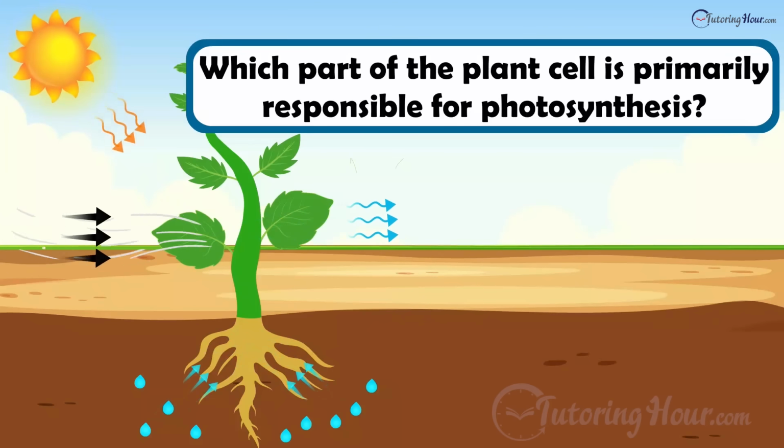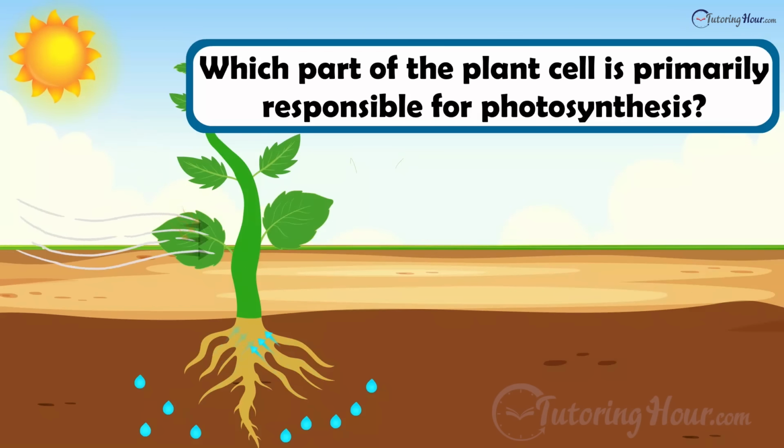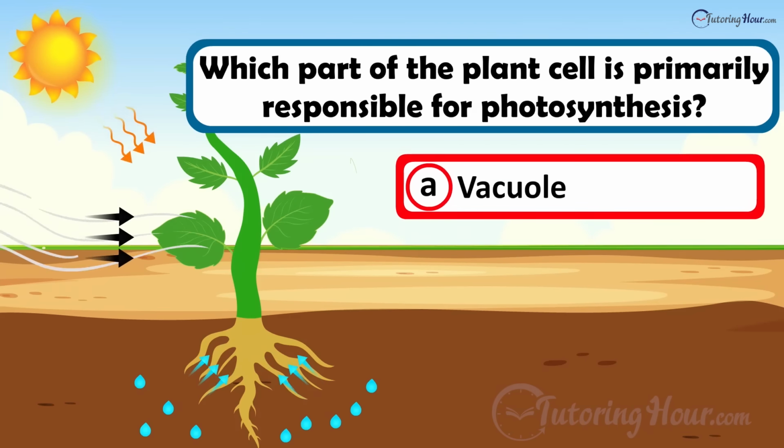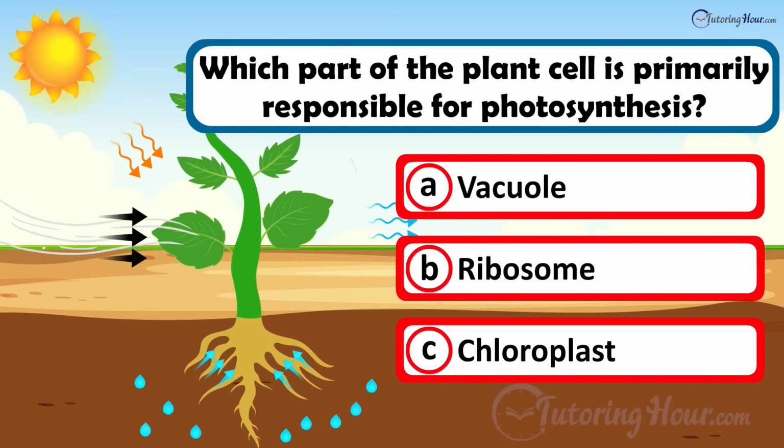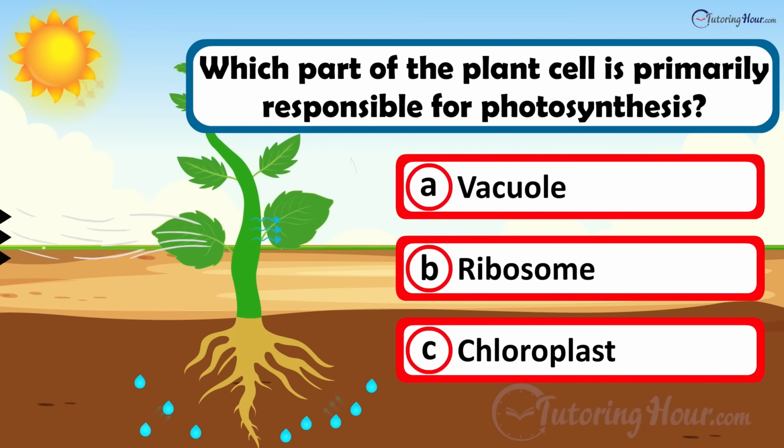Which part of the plant cell is primarily responsible for photosynthesis? A. Vacuole. B. Ribosome. Or C. Chloroplast.